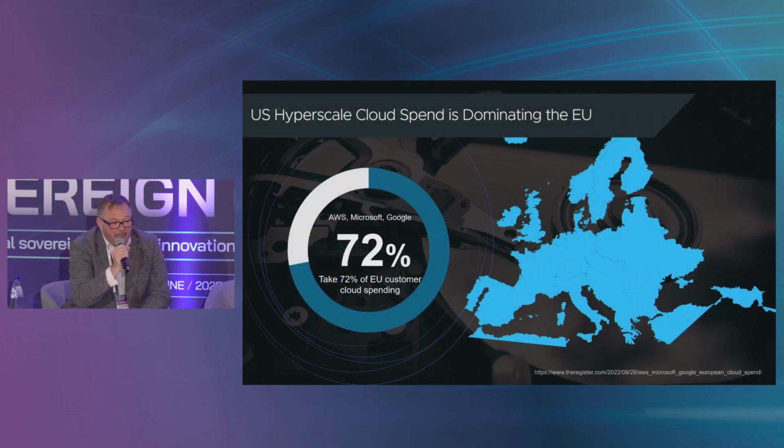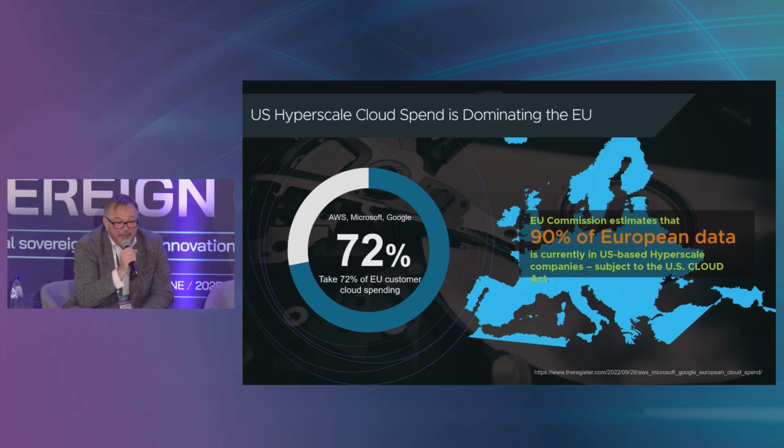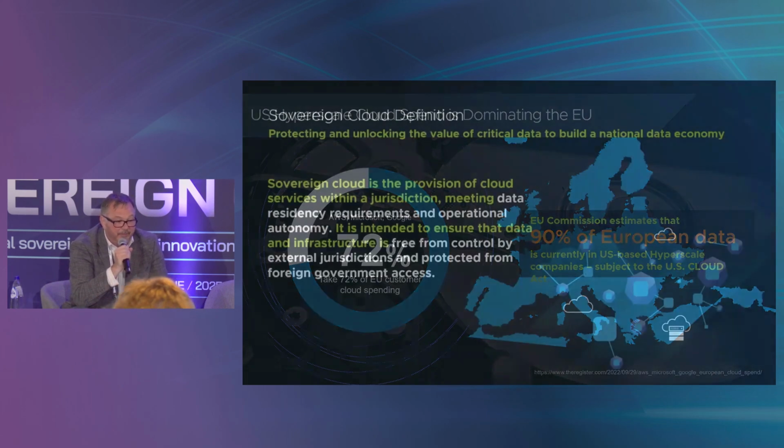As we saw a little earlier, and these numbers are slightly different from the ones that Dave mentioned earlier on. It's a slightly lower number, in fact, and this is a couple of years old. AWS, Microsoft, and Google have 72% of the cloud spend in Europe. That's a significant proportion of spend. And there are some estimations that about 90% of European data lives in American hyperscaler solutions and is therefore subject to the US Cloud Act and FISA 702, etc.